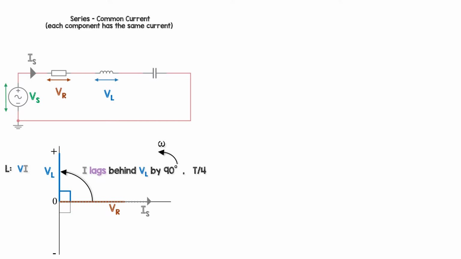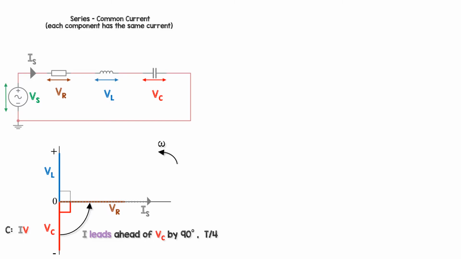But the opposite is true for the capacitor voltage. With a capacitor, current leads voltage, so it looks as though the capacitor voltage is 90 degrees behind the series current, which it is. But we say in terms of current lagging or leading. The current leads ahead of VC by 90 degrees.